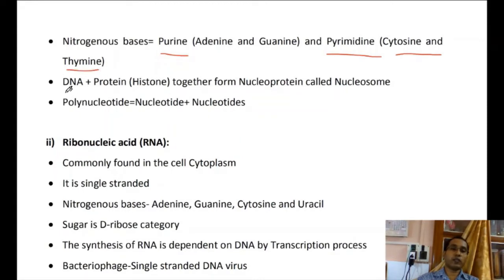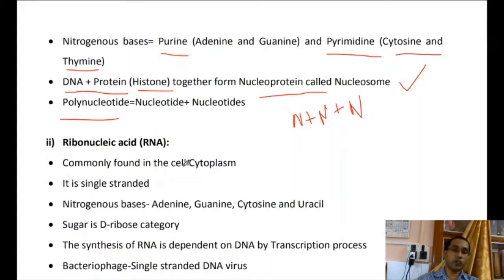So DNA plus protein, basically histone protein, together form the nucleoprotein called nucleosome. This is a very good example and question. Polynucleotide: how? One by one, nucleotides are attached to each other to make these polynucleotide chains. So it is found all over our body, in the chromosomes.